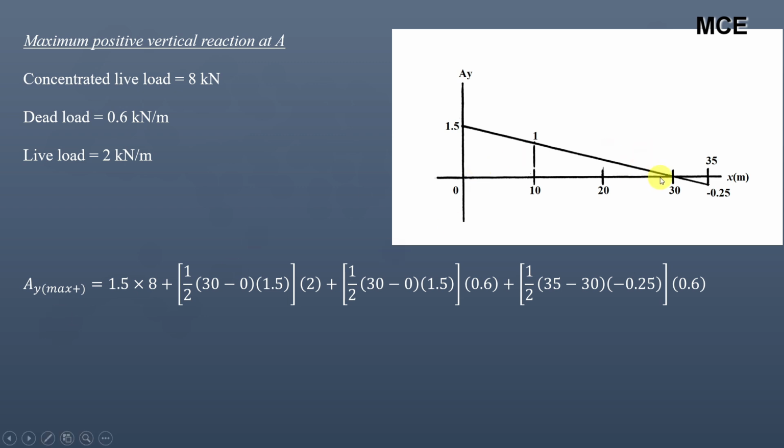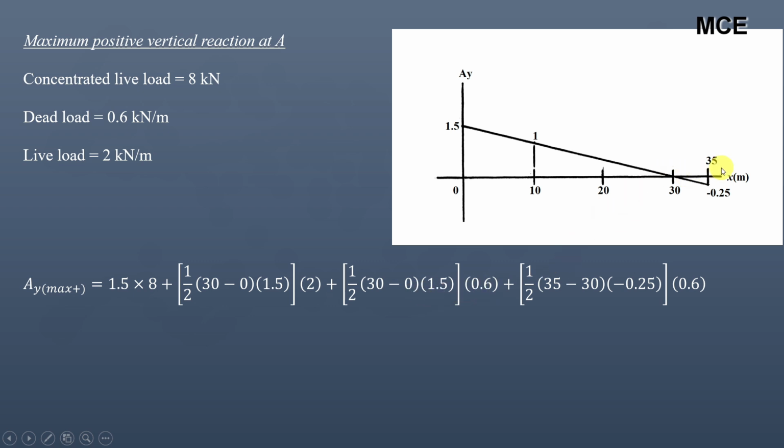So from 0 to 30 meter, area of this triangle is 1 by 2 into 30 into 1.5 into 2. 2 is the magnitude of the live load. And dead load, this is placed throughout the length of the beam. So from 0 to 30 meter, it will be 1 by 2 into 30 into 1.5 into 0.6.